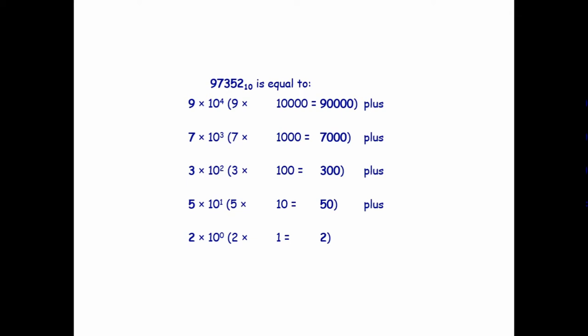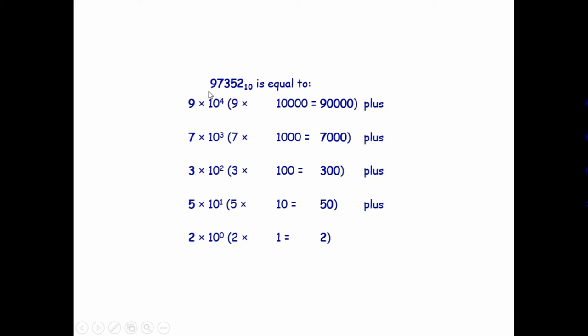Now, if you remember in decimal or denary, that's another term for it, denary. If you had a value like this, 97,352, this little 10 just indicates this is a base 10 number. That means it's a decimal number. Normally, we didn't use this. We never had this next to any value, because we knew the system that we were using was just decimal or denary.